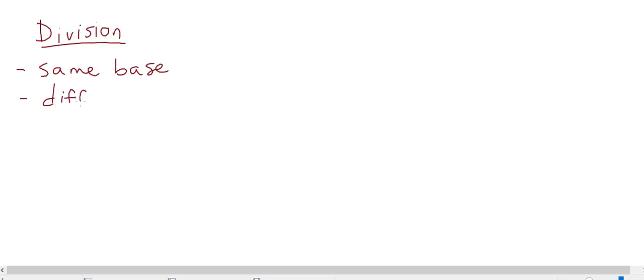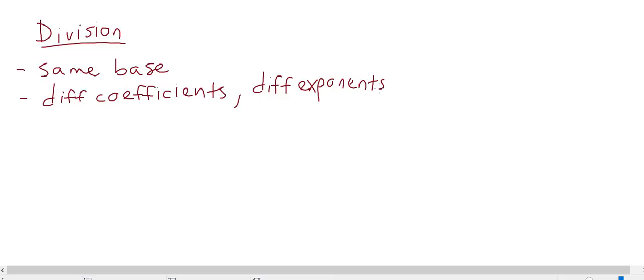Now let's discuss division. Division of monomials. You can only divide two monomials if they have the same base. If two monomials have the same base and you want to divide them, it's okay if they have different coefficients and it's okay if they have different exponents. They don't need to, but they can, and it'll be okay.